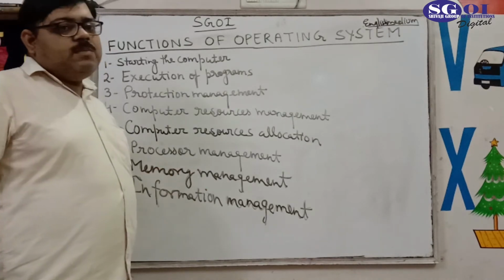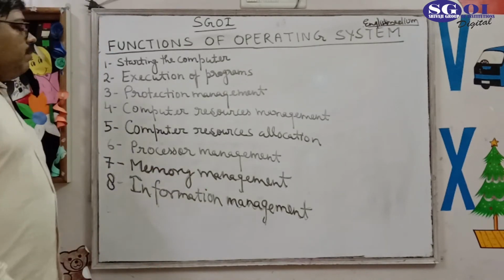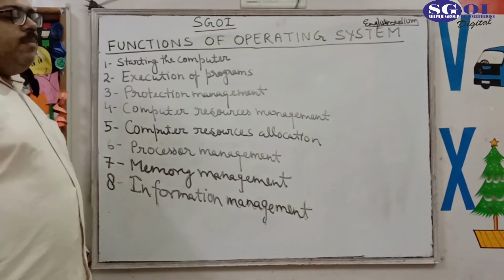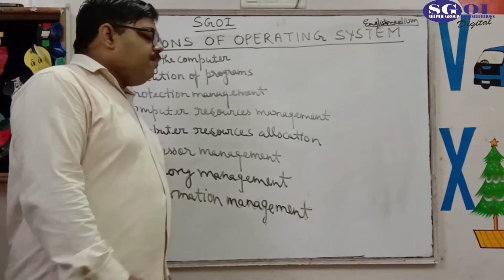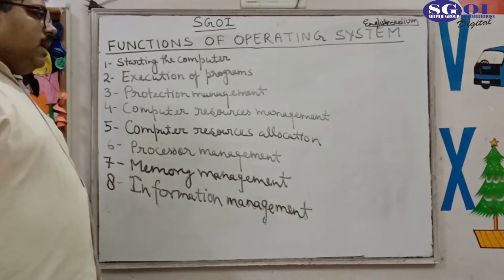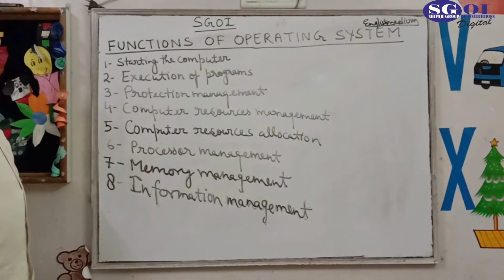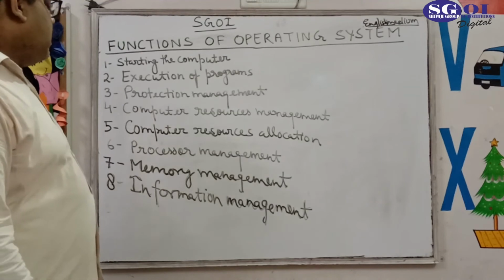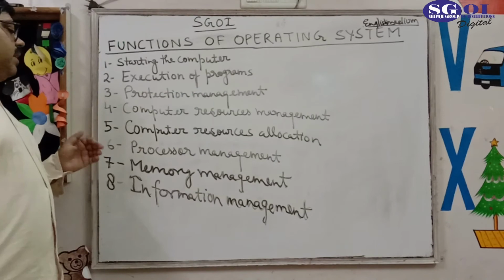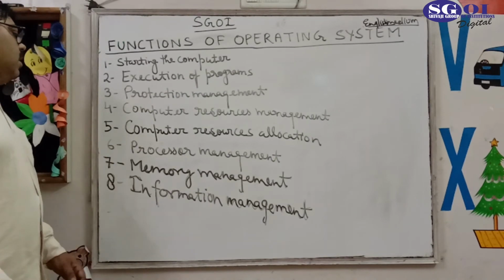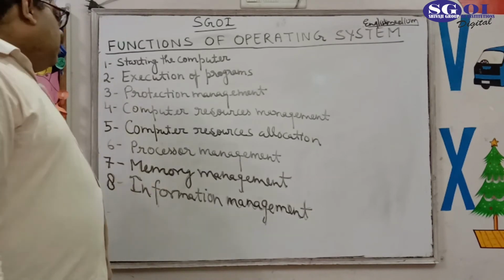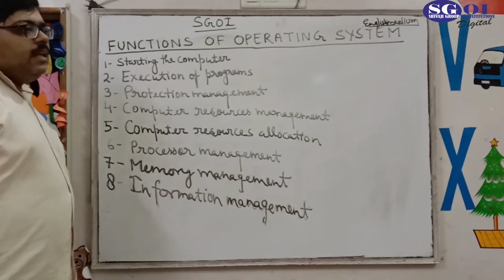What is memory management? In memory management, there are many types of memory used in our computer. There are two types of memory: primary memory and secondary memory. Primary memory is RAM, that is random access memory, and there are two types of RAM: SRAM and DRAM. SRAM means static RAM and DRAM is dynamic RAM. There are types of ROM: EROM, EPROM, UV EPROM. So there are many types of ROMs, and there is also cache memory.